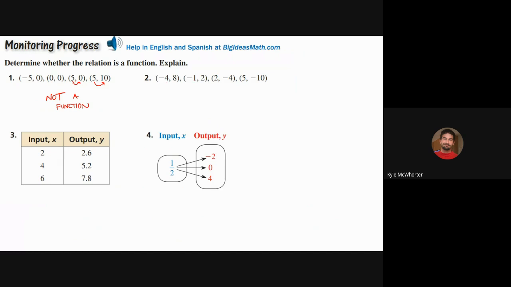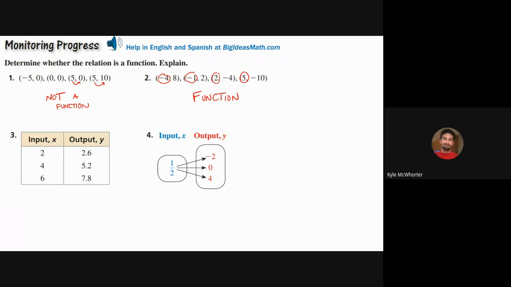Number 2, we don't even have the same X value show up twice, so there's no way it can get mapped to 2 different outputs. So this one is a function. Each input is paired with exactly 1 output.